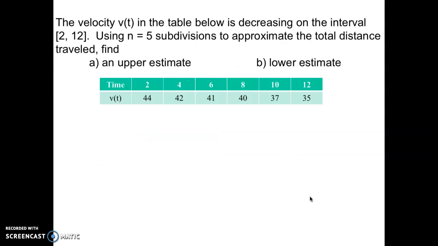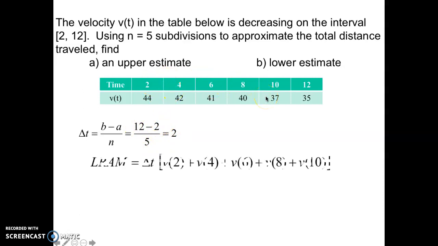Here's another example. It says the velocity v of t in the table below is decreasing on the interval from 2 to 12. Using 5 subdivisions or 5 rectangles to approximate the total distance, find an upper estimate and a lower estimate. What I did here was notice that I'm going up by every 2 units, and I wanted 5 rectangles. So 12 minus 2 divided by 5 rectangles, perfect. I have to measure every 2 units of time.